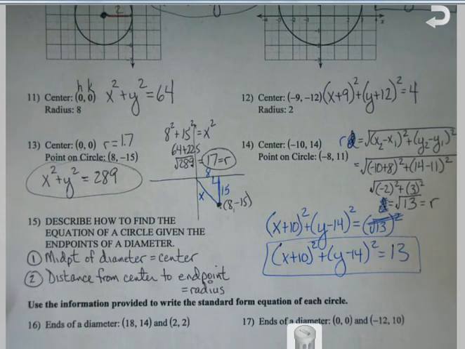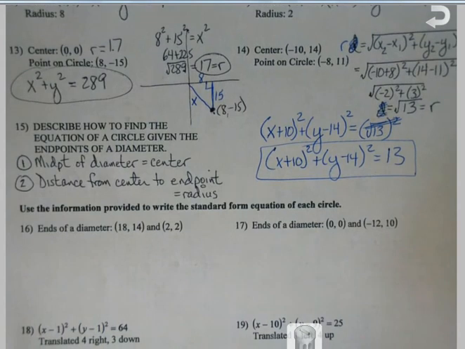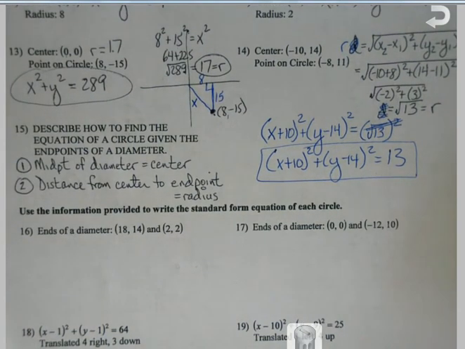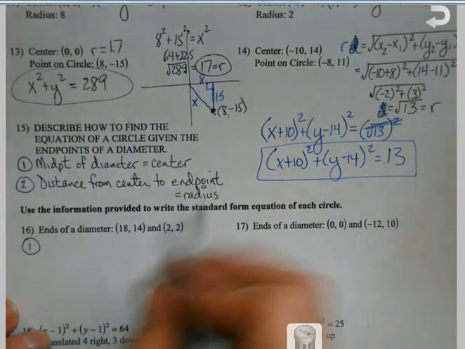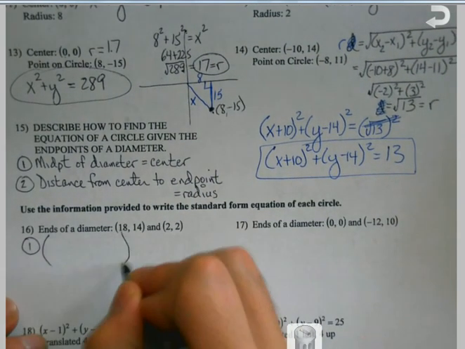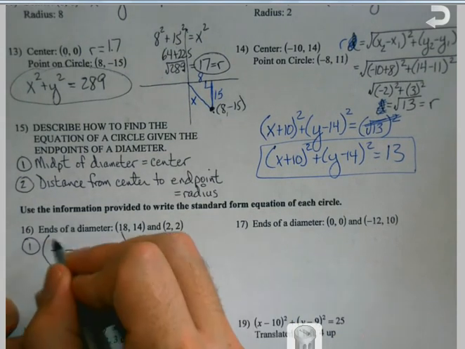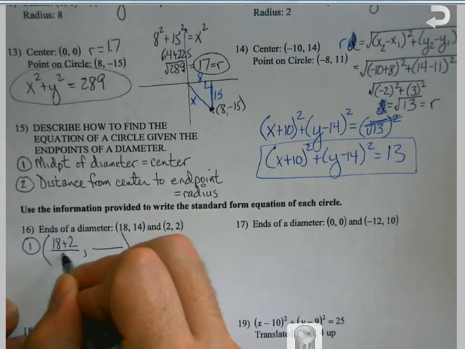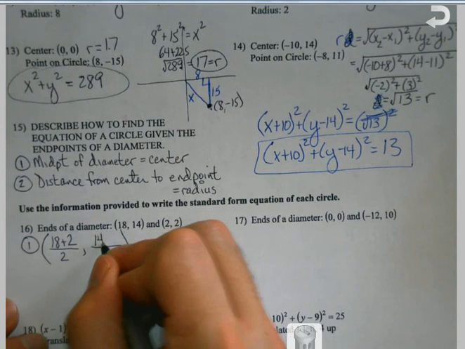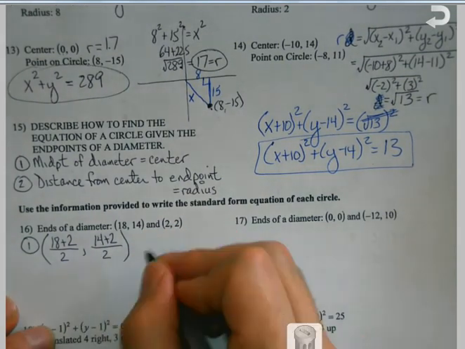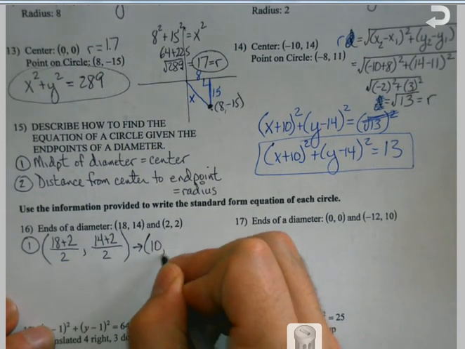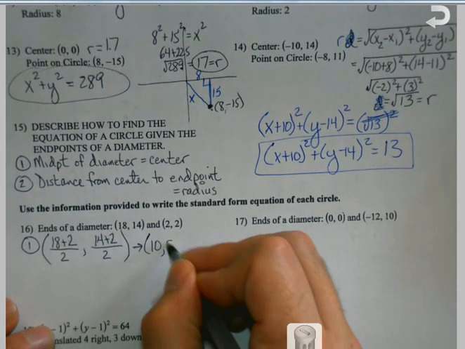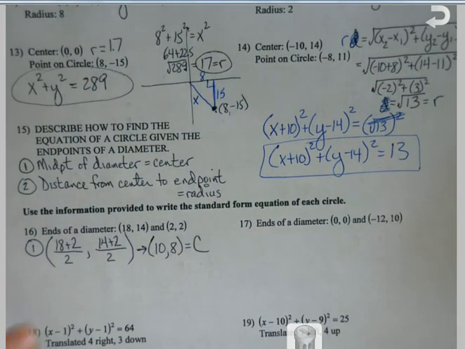So this is going to be a two-step process to get us to the answer. They give us the ends of this diameter. We're just going to do two pieces and we'll have it. Midpoint, remember, you just add up your x's, divide by 2, add up your y's, divide by 2. So we've got 20 divided by 2, which is 10, and 16 divided by 2, which is 8. So that's my center.